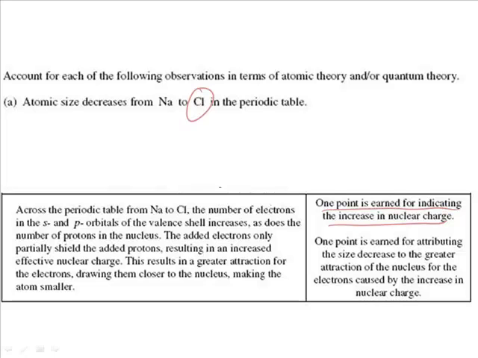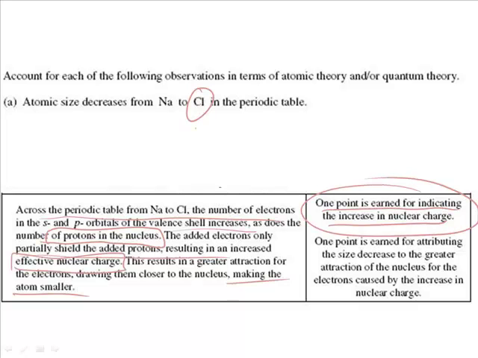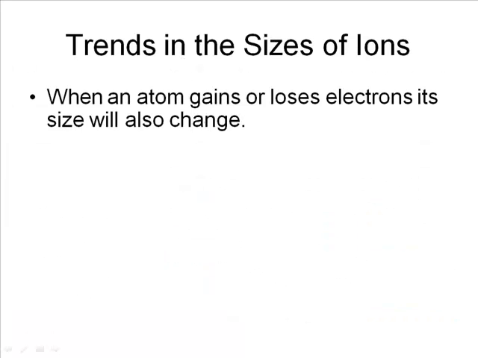due to the fact that greater attraction of the nucleus for the electrons caused by the increase in the nuclear charge. So across the periodic table, the number of electrons increases, as does the number of protons in the nucleus. The added electrons only partially shield the added protons, resulting in an increased, again, look at that, effective nuclear charge. This results in a greater attraction, drawing them closer to the nucleus, which makes the atom smaller. Again, would not have to include all of that. Just again, make sure you recognize the additional chlorine protons, and then noticing that they have the same number of core electrons, or a greater effective nuclear charge.